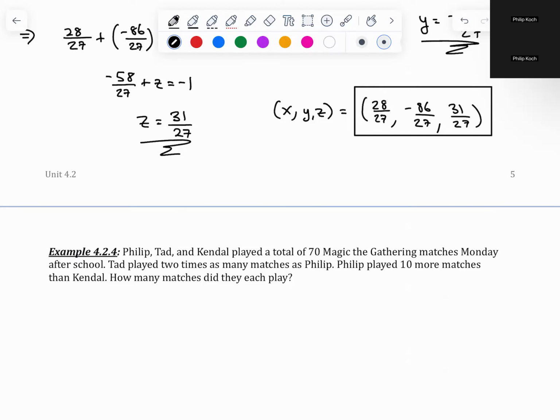Tad played 2 times as many matches as Philip, and Philip played 10 more matches than Kendall. How many matches did each person play?